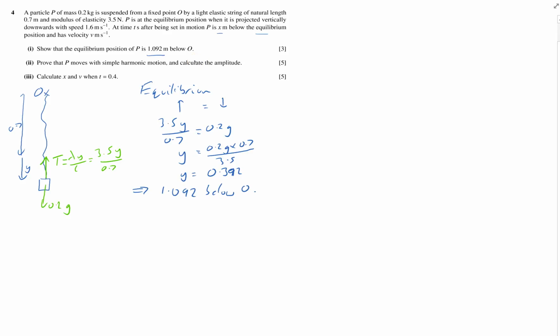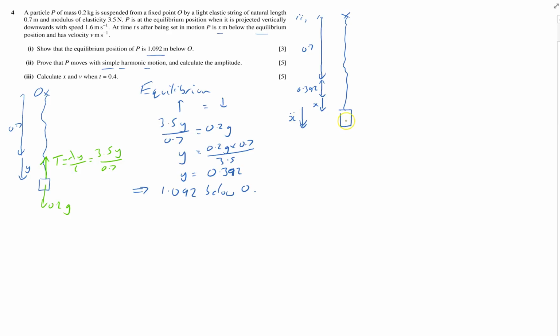Now the second bit I'm going to do up here, part 2. I'm going to prove it moves with simple harmonic motion, and I've got to calculate the amplitude. So this one I'm going to draw again. It's hanging below O on an elastic cord, and the natural length is 0.7. It's stretched below that, so we always can do it from the equilibrium, another 0.392, and now it's going x below. I put a single-headed arrow in there for x because that tells me that's going to be positive, and I'm going to put the acceleration, x double dot, going straight down.